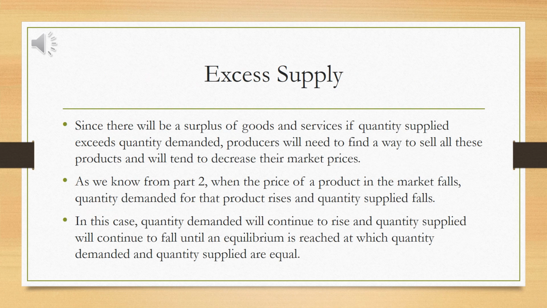Since there will be a surplus of goods and services if quantity supplied exceeds quantity demanded, producers will need to find a way to sell all these products and will tend to decrease their market prices. As we know from part 2, when the price of a product in the market falls, quantity demanded for that product rises and quantity supplied falls. In this case, quantity demanded will continue to rise and quantity supplied will continue to fall until an equilibrium is reached, at which quantity demanded and quantity supplied are equal.